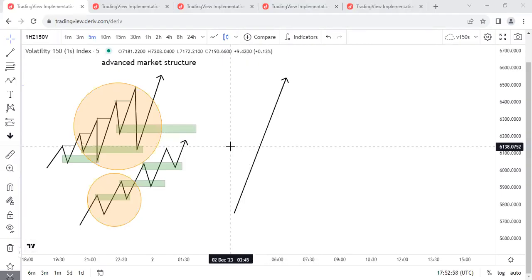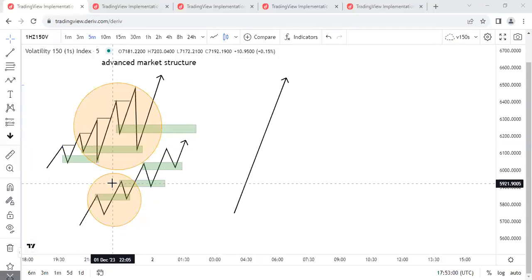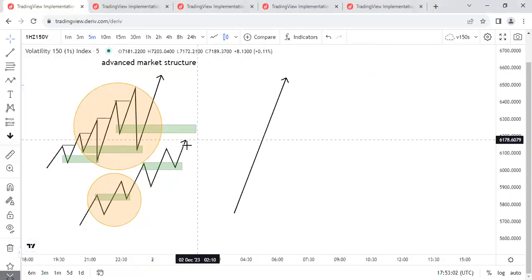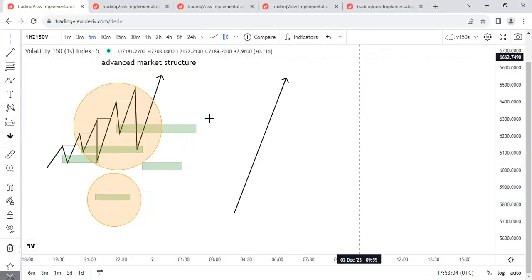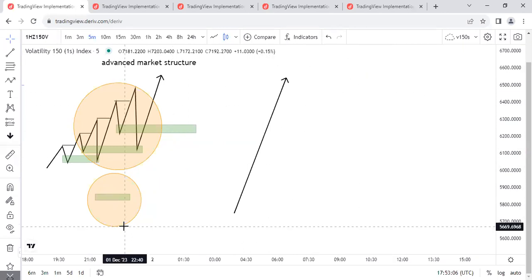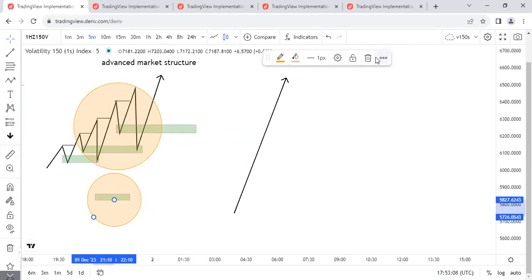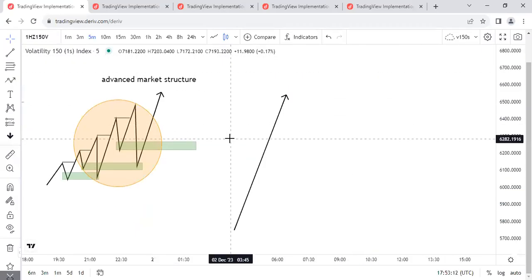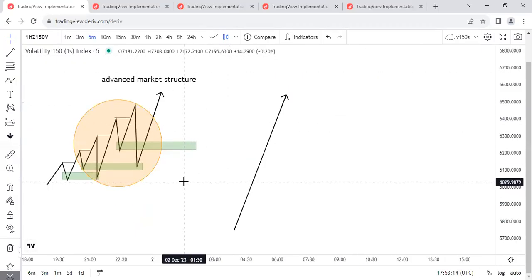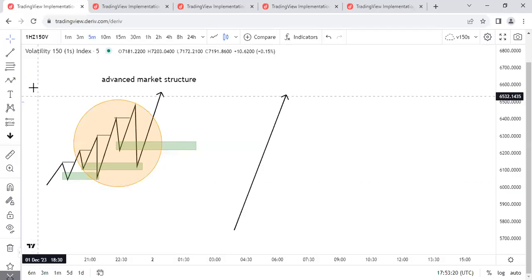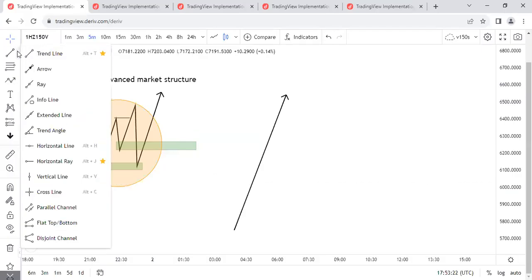So please, guys, note this advanced market structure. Very, very important. The basic market structure is just creating liquidity for what? For the advanced market structure to take place. The basic market structure is creating liquidity for the advanced market structure to take place. Okay? If you don't have clarity on this yet, you can drop your questions in the chat box.